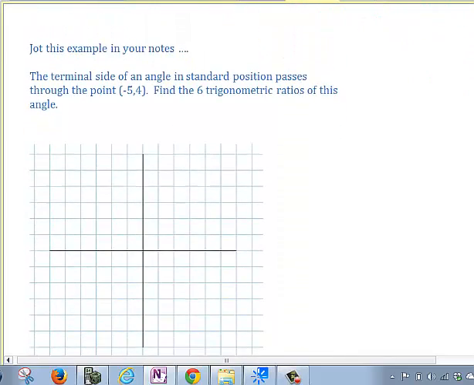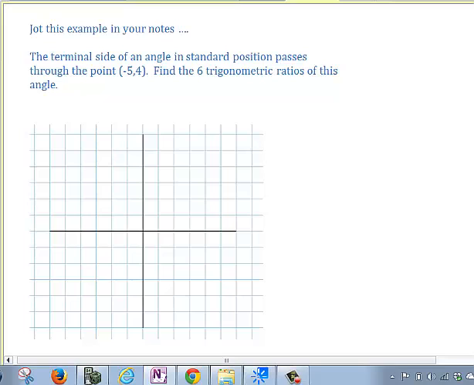You should jot this problem down, and then we'll work through it. So I'm going to pause the video while you jot down the information. As I pause it, you should take a moment to write it in your notebooks. Okay, well, we're back. Hopefully you wrote it down.